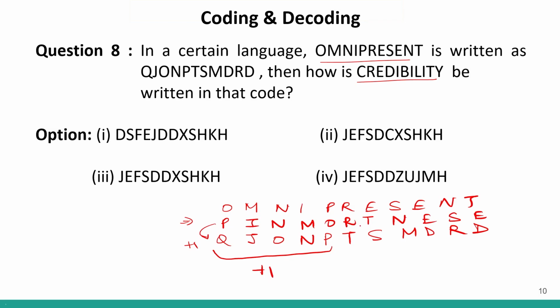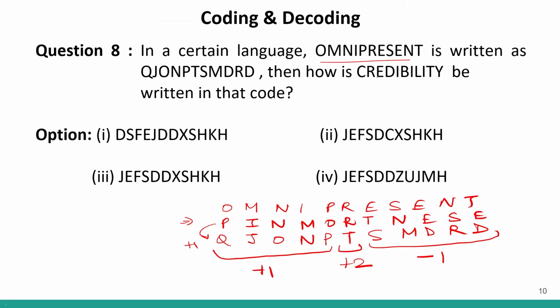Then over here from R to T, R is 18, T is 20. So this one is moving +2. And this one is T to S, N to M, E to D, S to R, and E to D. This is -1. So the first 5 letters are moving 1 position forward. The middle letter is moving 2 positions forward. And the last 5 letters are moving 1 position backward.